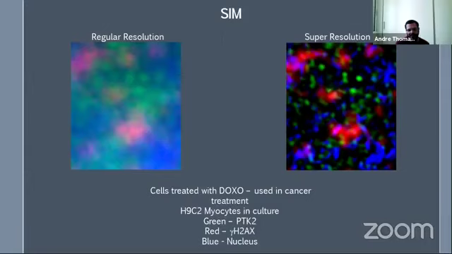We can see that this DNA damage site here has some structure. In fact, PTK2 is in this position here that is probably interacting with this site. We cannot see this here. So that's why we need super resolution, to be able to see these small features of my sample and understand what is happening with them, okay?